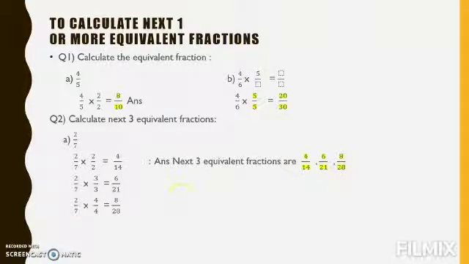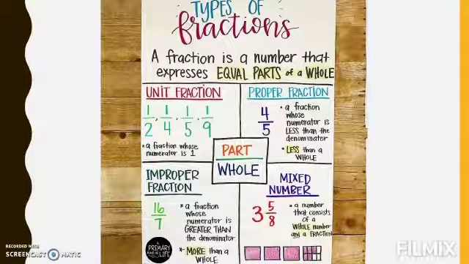Now let us look upon the various types of fractions. You can see here what are the different types of fractions. 1 upon 2, 1 upon 4, 4 upon 5, 16 upon 7, 3, 5 upon 8. All are the examples of fractions. And what are fractions? Fraction is a number that expresses equal parts of a whole. Equal parts. So part upon whole is a fraction. And there are these different names given to different properties.